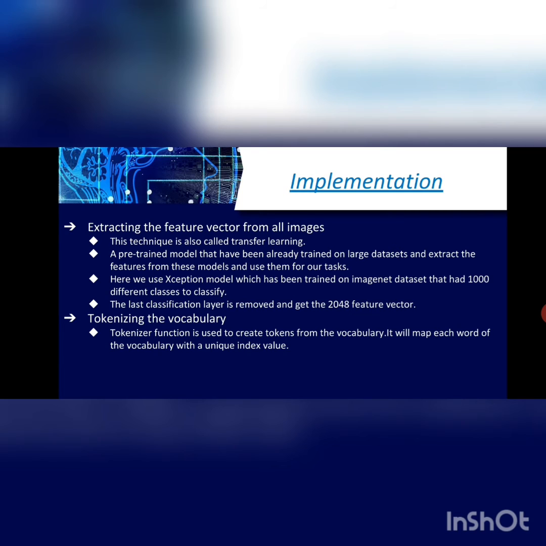In extracting the features, we use a pre-trained model called Xception model, which is already trained on the ImageNet dataset. From here, we got a 2048 feature vector corresponding to each image. Next step is tokenizing the vocabulary. In this step, we create tokens corresponding to each word in the description.